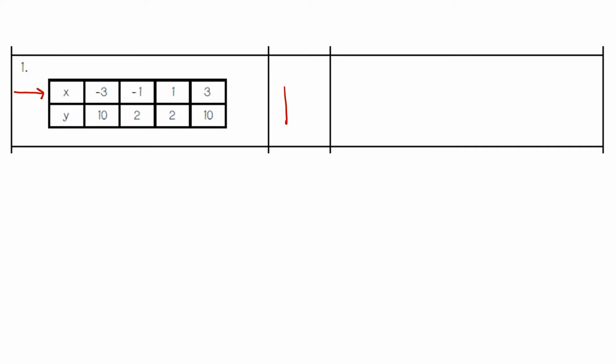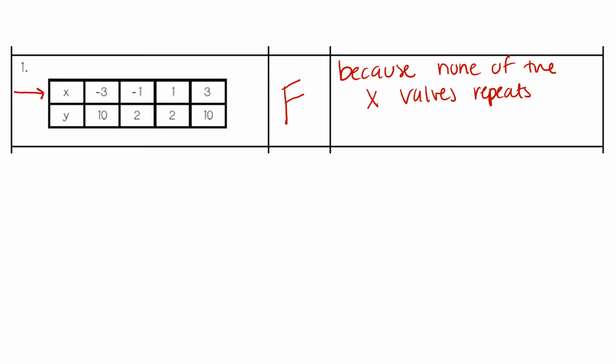This is a function because none of the x values repeats. You could also say that each x value is used one time. The -3 and the +3 are different. The -1 and the +1 are different.